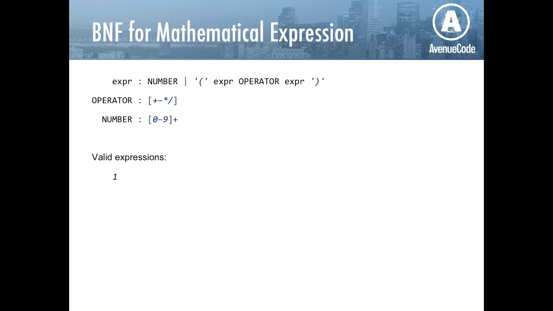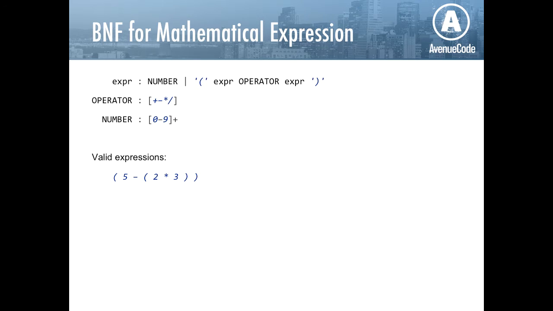Valid expressions according to this grammar. A number is a valid expression. We can replace expr by a number, applying the first rule of expr. This is also a valid expression. We can, starting with expr, apply the second rule, open parenthesis, expr, operator, expr, close parenthesis, replace the first expr by a number, and replace the next expr by a number again.